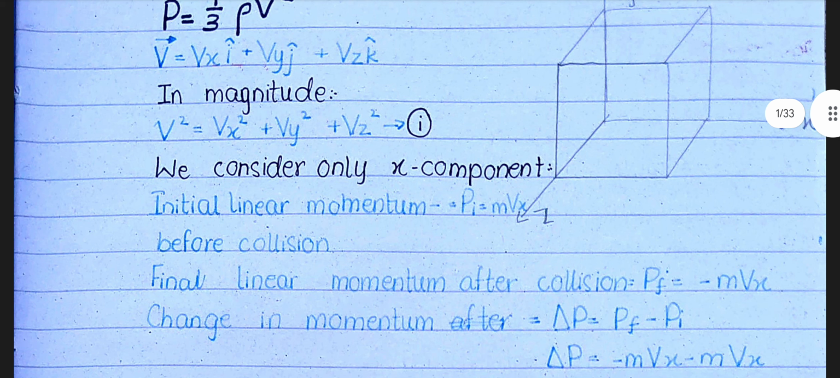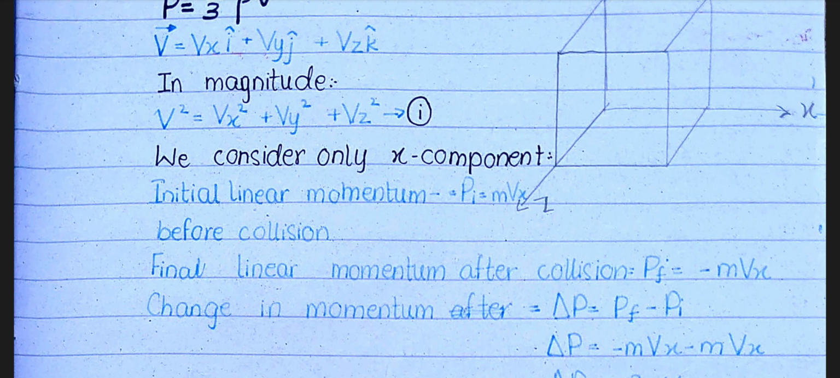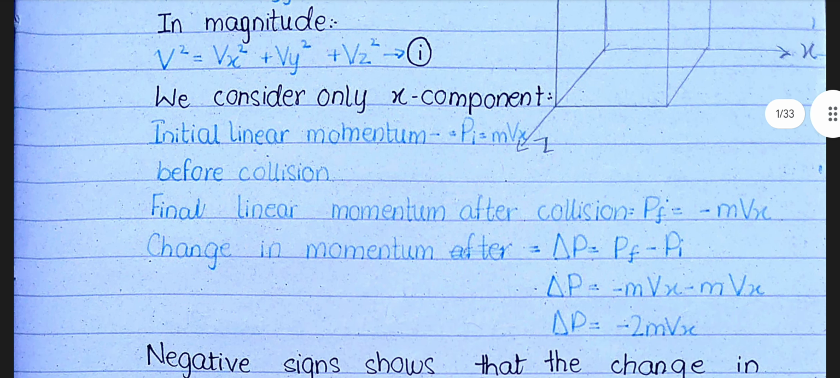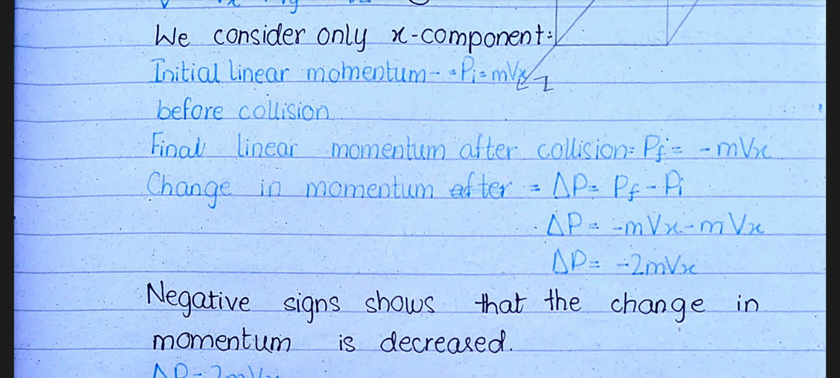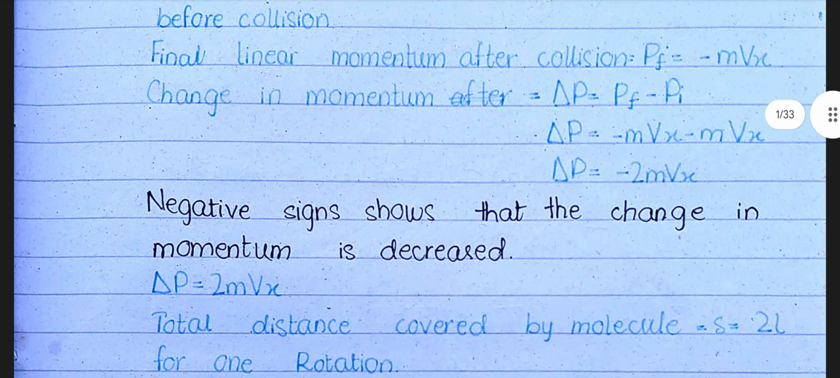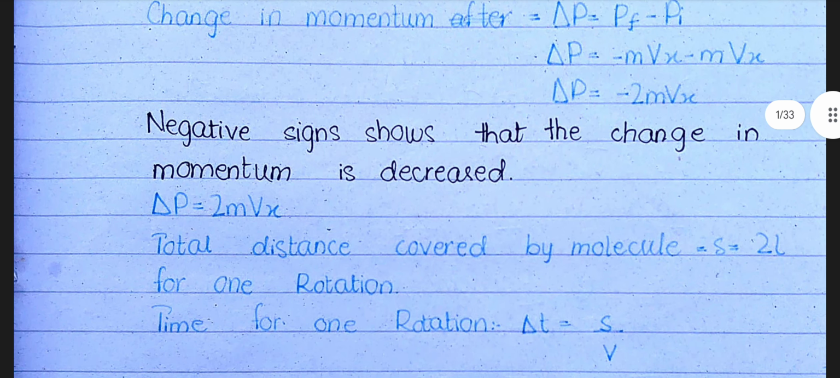Initial linear momentum before collision is Pi is equal to mvx. Final linear momentum after collision is Pf is equal to minus mvx. Change in momentum after collision, delta P is equal to Pf minus Pi. Delta P is equal to minus mvx minus mvx, so delta P is equal to minus 2 mvx. The negative sign shows that the momentum is decreased. The magnitude is delta P is equal to 2 mvx.